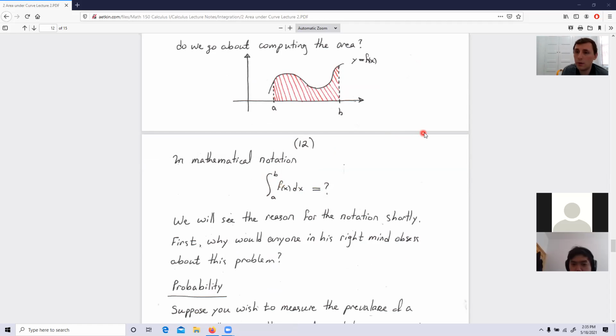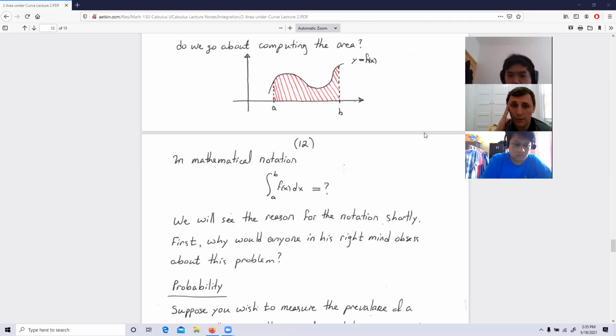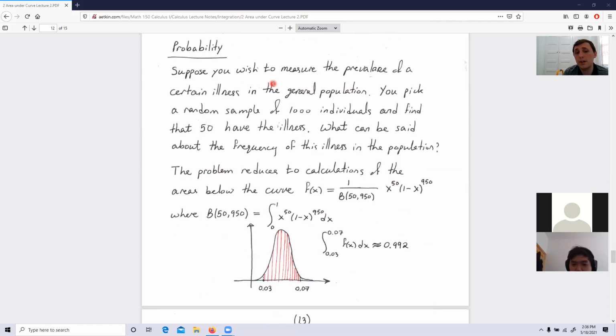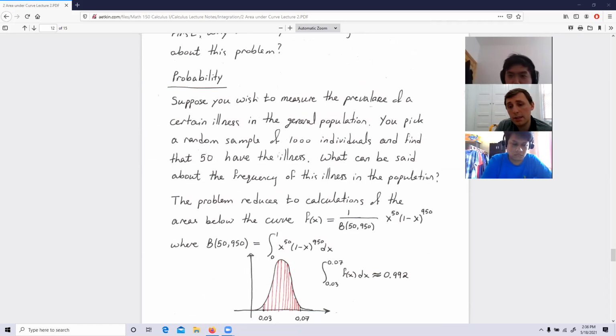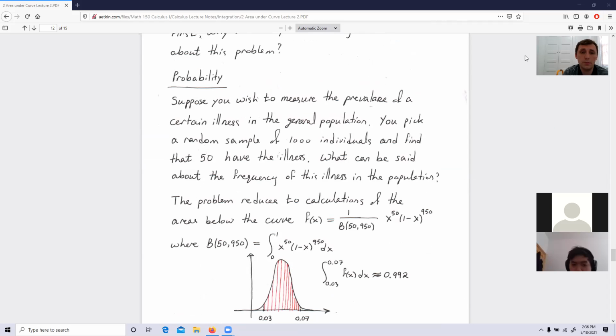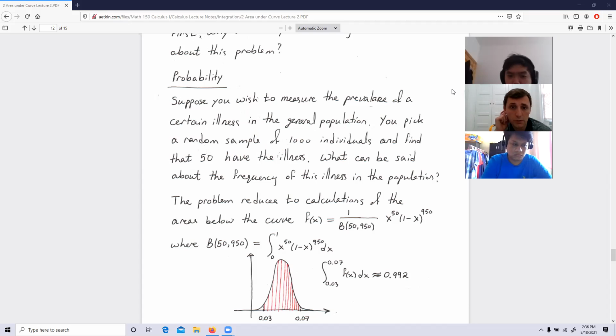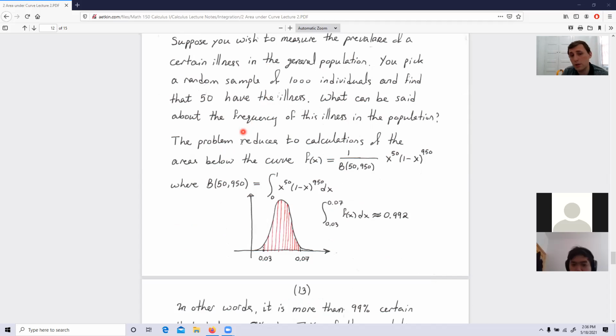First, obviously, why would anybody in their right mind suddenly be thinking, I need to find the area below a curve? Well, as it happens, guys, here is a simple example that's very useful, for instance, in biology or in any statistical inference. Suppose you want to measure the prevalence of an illness in the general population. You pick a random sample of 1,000 individuals and find that 50 of them have the illness. The question is, what can be said about the prevalence of the disease in the population, given this information? I'm not going to explain why now, but the problem for that is integrating this function.